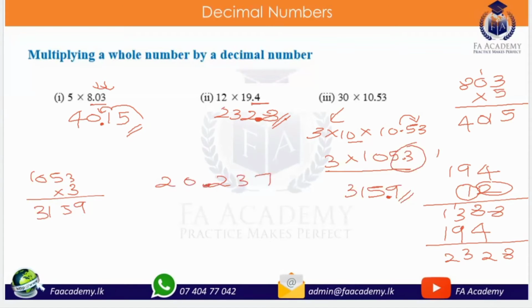Numbers are read separately, like 40.15, 20.237. So that's how we read numbers. I hope you understood this part. And let's move on to the next topic then.